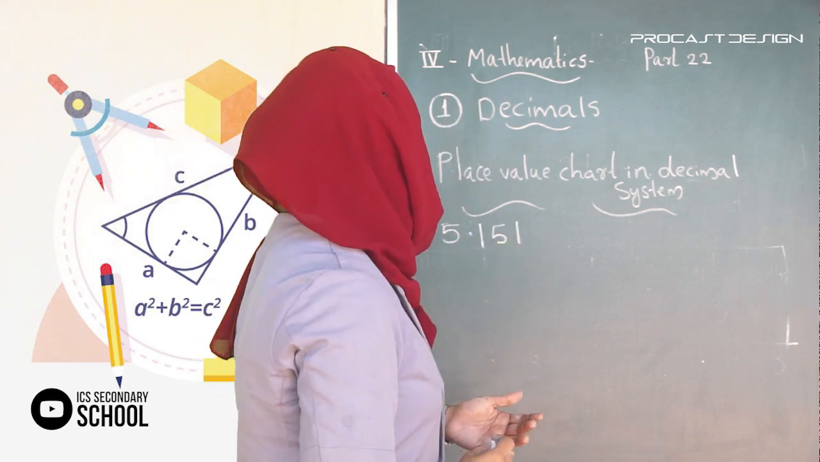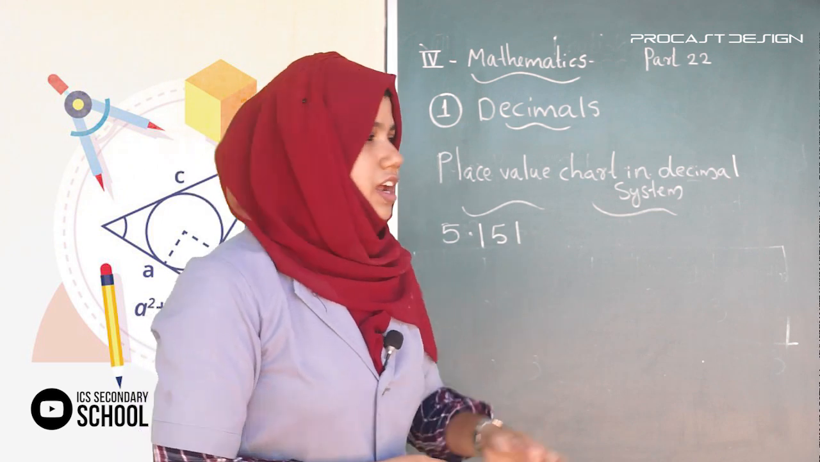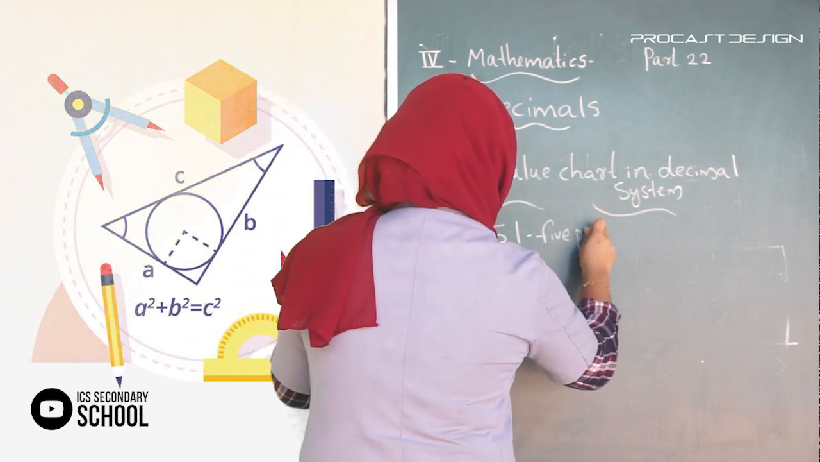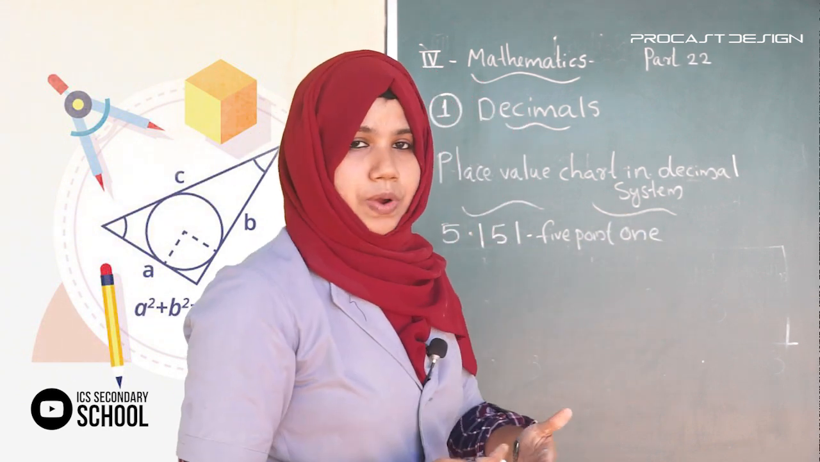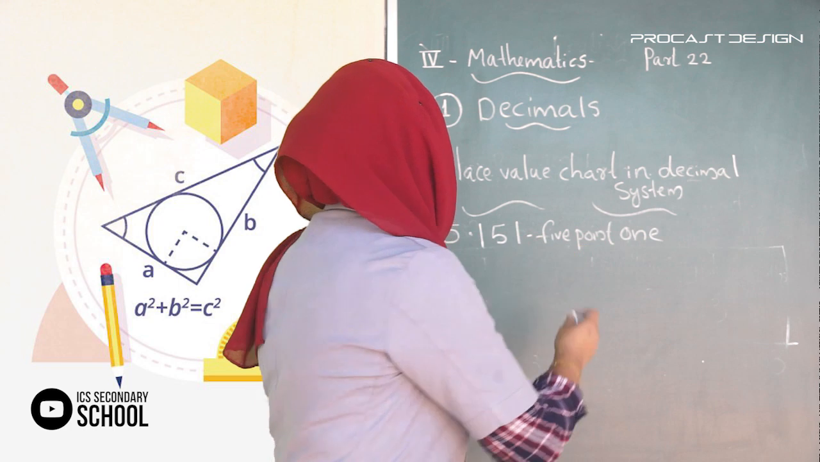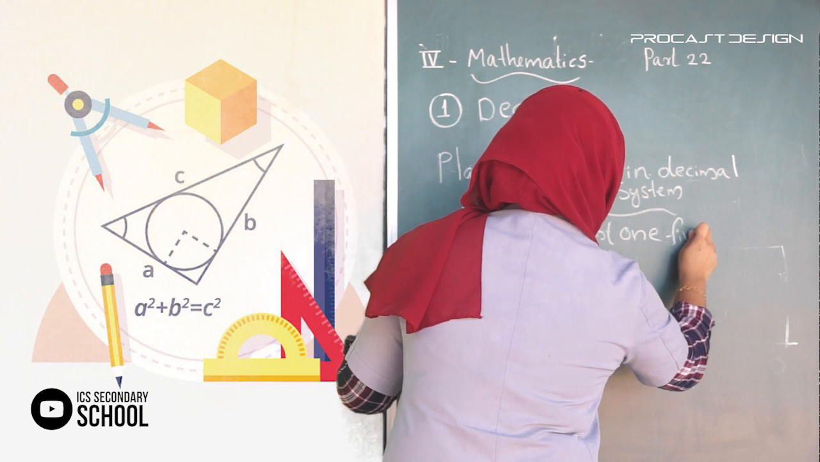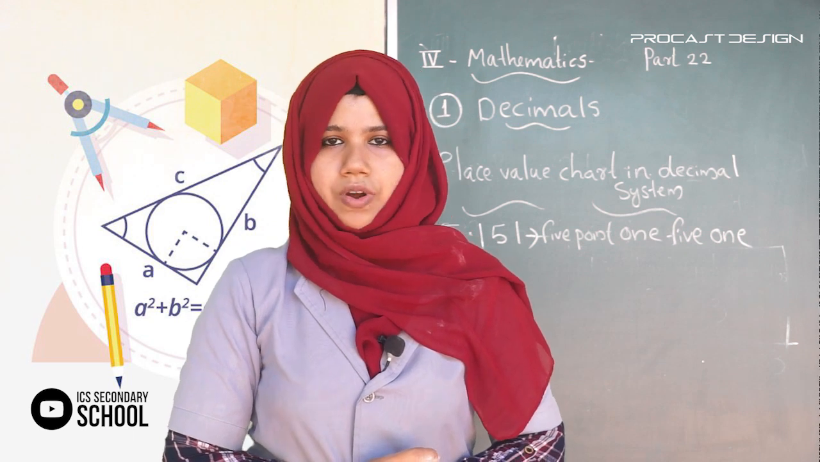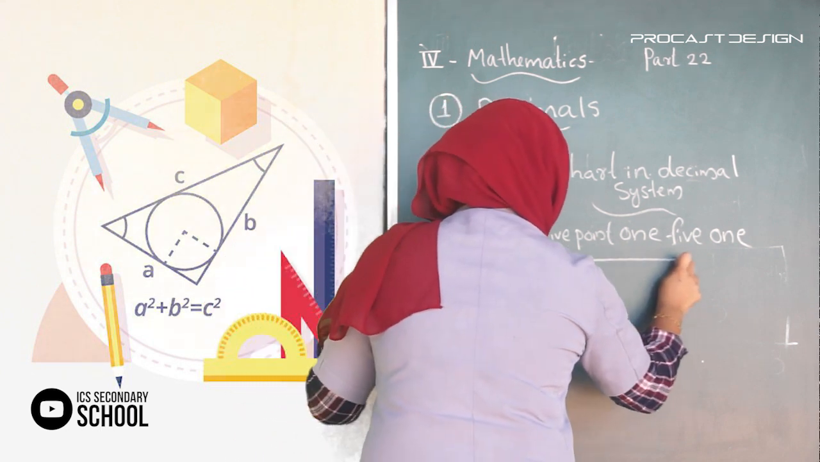So this is your number. We have to arrange this number in a place value chart. How to read this number? 5.151. 5.1, not 151, we can read it separately, 151. Okay, 5.151. 5.151. Okay, so we can arrange this number in a place value chart.